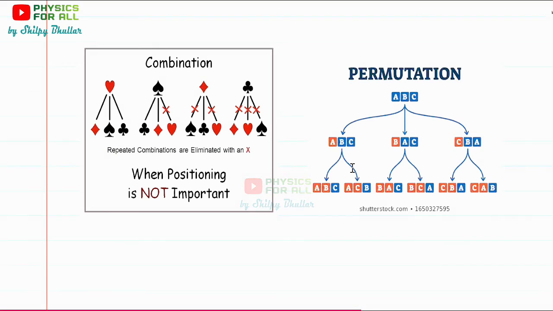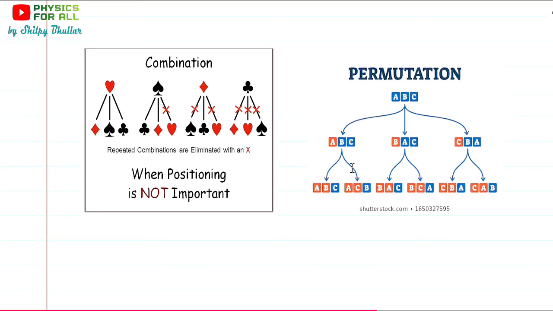In permutation, each and every object is considered to be different from the other, and also each and every possible arrangement is considered to be a new arrangement. Whatever different arrangements are possible, that is taken into permutation. But in combination, if we have objects, then repetition is just not allowed.